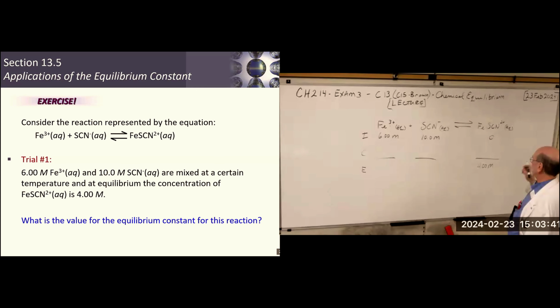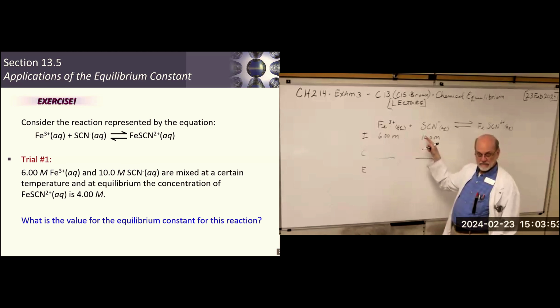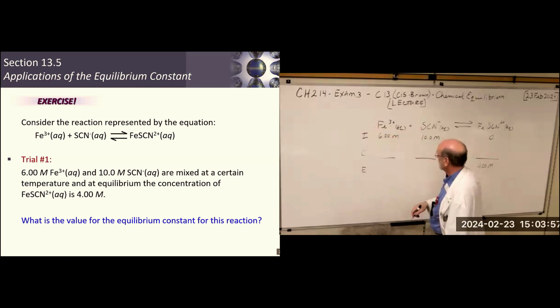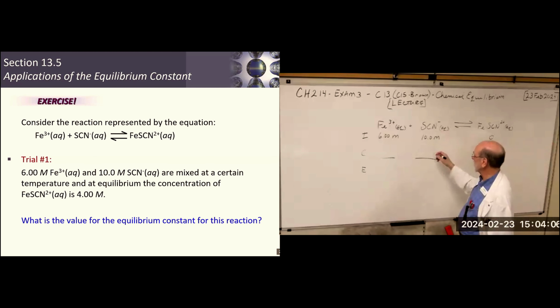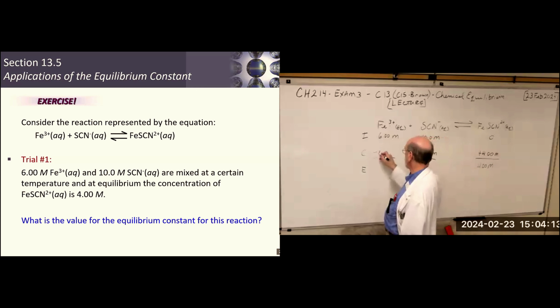All right. So if we have 4 molar over here, where did it come from? It came from here, right? And these are 1 to 1 to 1. That means if this ended up at 4 molar, that means we had to get 4 molar from somewhere. And we got it from here. Right, 1 to 1 to 1 means we lost 4 molar here, and we lost 4 molar here.